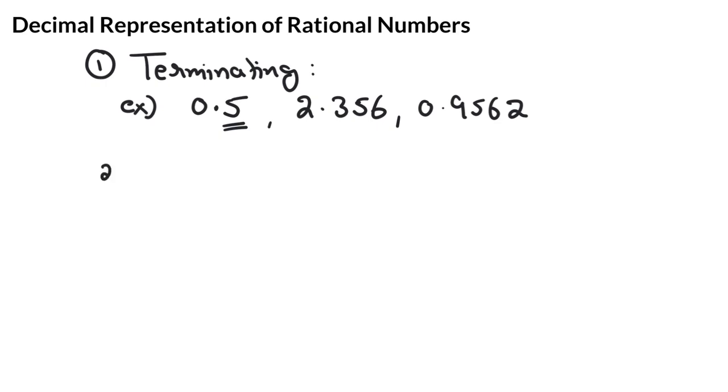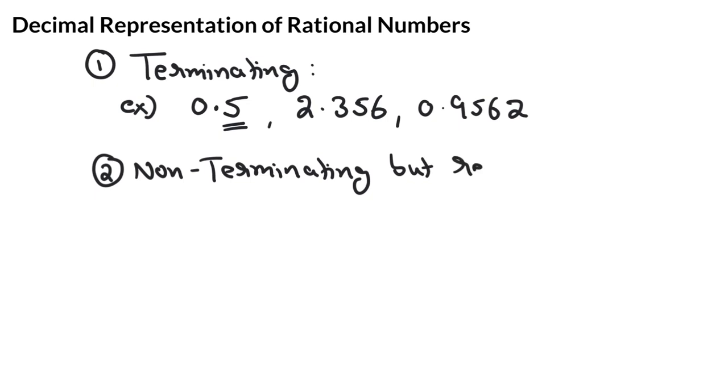Okay, what is the second point? A rational number in decimal form will be non-terminating but repeating. Non-terminating but repeating digits. We will see how it is.